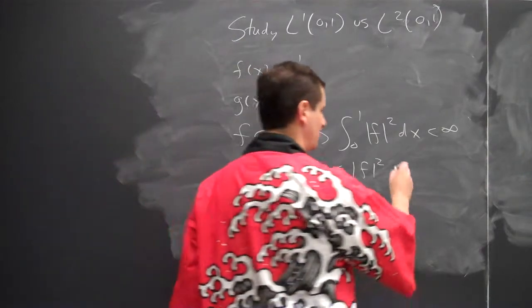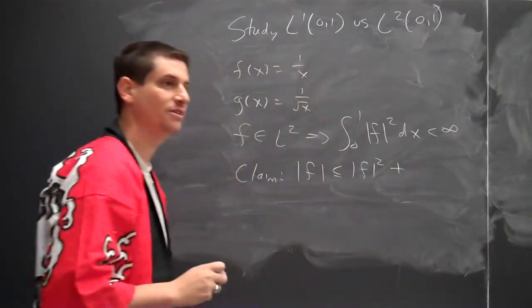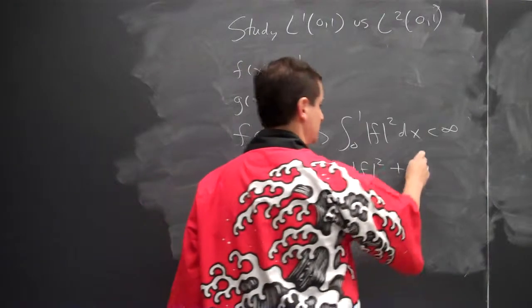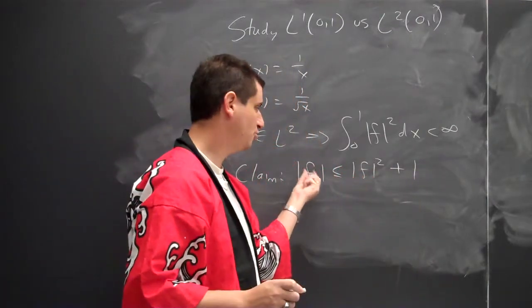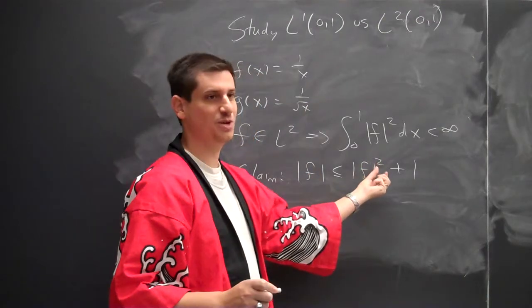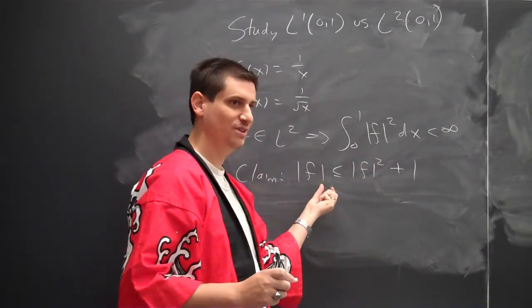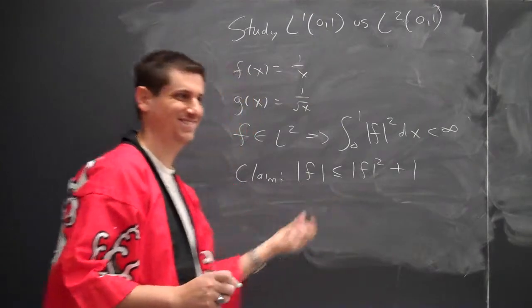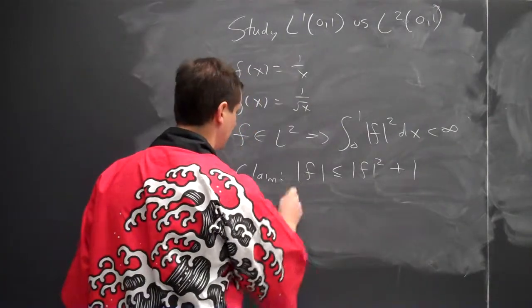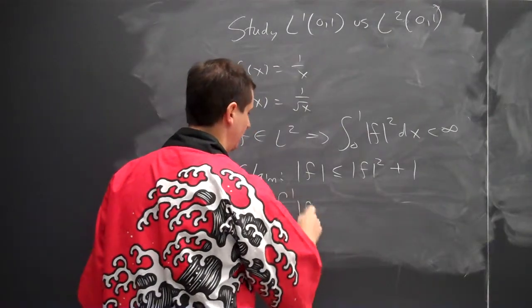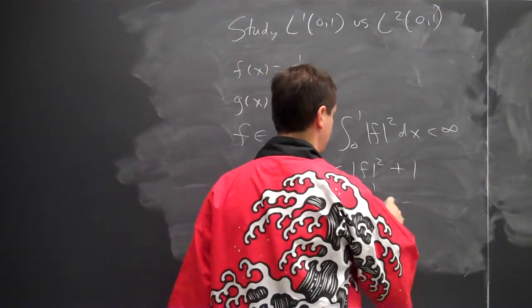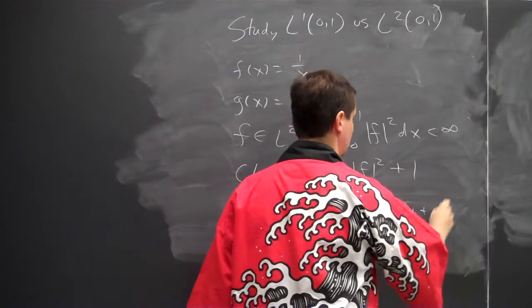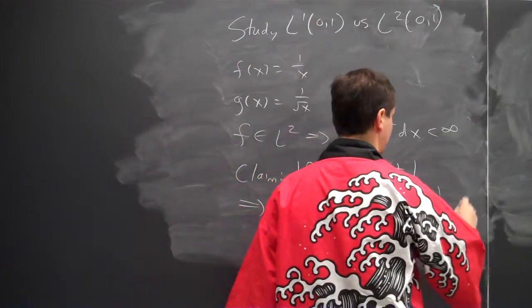What can I add to cover myself? I'm sorry? 1. Yeah, plus 1. That works. So you give me any f. If f is greater than 1 in absolute value, it's less than f squared. If it's less than 1 in absolute value, it's less than 1 in absolute value. And so now, the integral from 0 to 1 of the absolute value of f dx is less than or equal to the integral from 0 to 1 of the absolute value of f squared dx plus the integral from 0 to 1 of 1 dx.